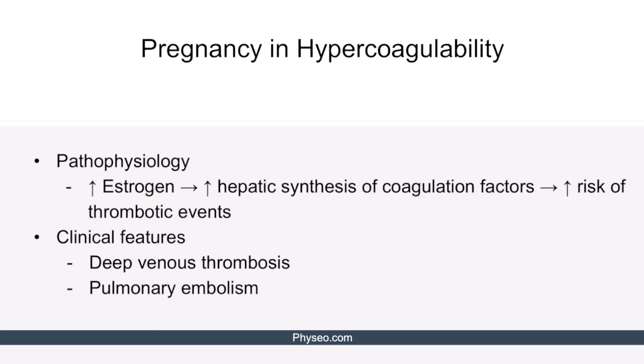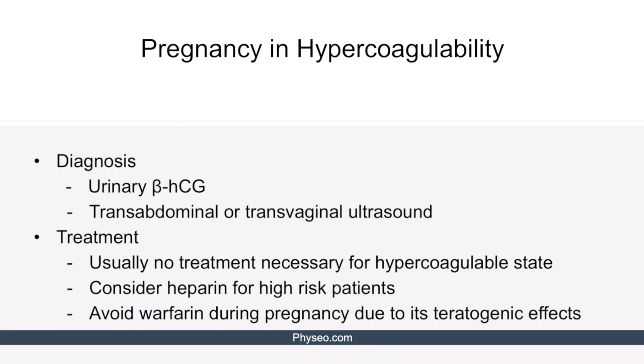Let's finish this lecture by discussing pregnancy in the context of hypercoagulability. Increased estrogen during pregnancy induces hepatic synthesis of coagulation factors. Increased amount of coagulation factors, in turn, increases the risk for thrombotic events. Due to these changes, pregnant women may develop DVT or pulmonary embolism. Diagnosis of pregnancy is most often based on urinary beta-HCG and transabdominal or transvaginal ultrasound.